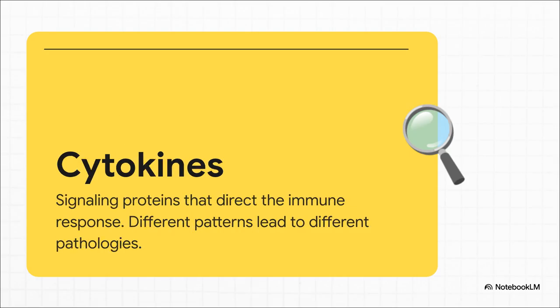So if endothelial activation is the landing strip, then you can think of cytokines as the battle plans. They're the signaling proteins that coordinate the entire immune response. And the specific mix of cytokines that gets released, which often corresponds to different types of T helper cells like Th1 or Th17, determines what kind of cellular army shows up and what kind of fight they're going to have. This is why you get such different pathologies.